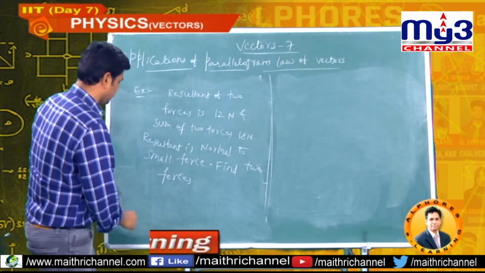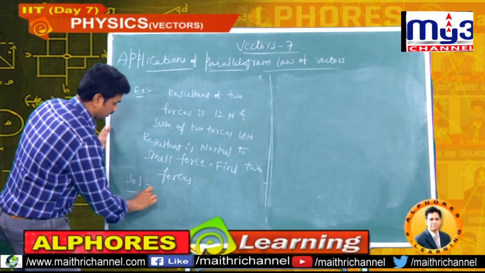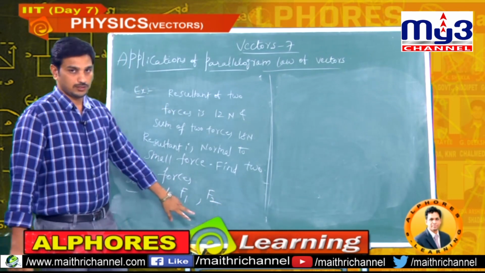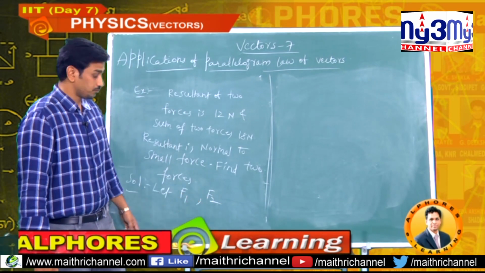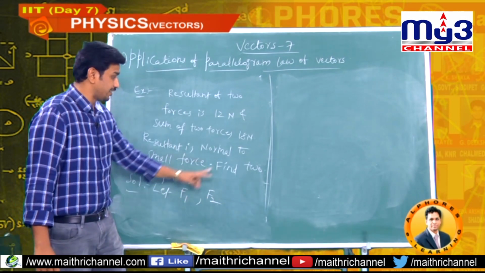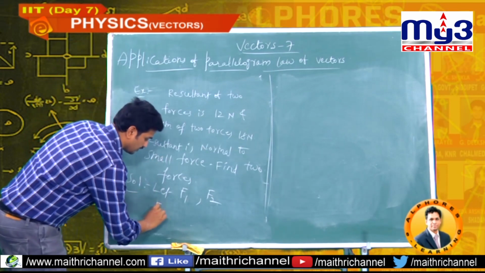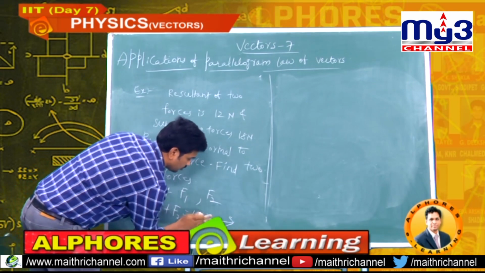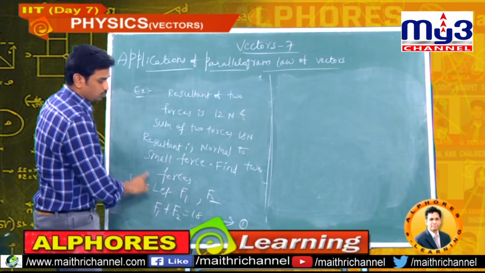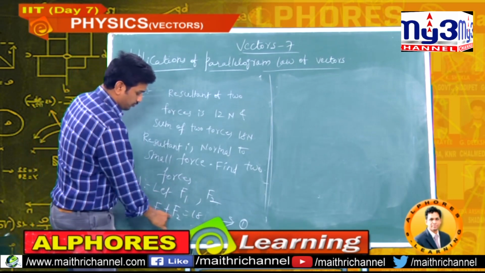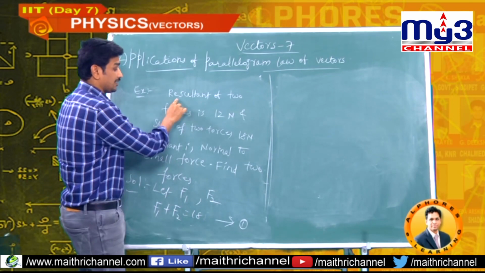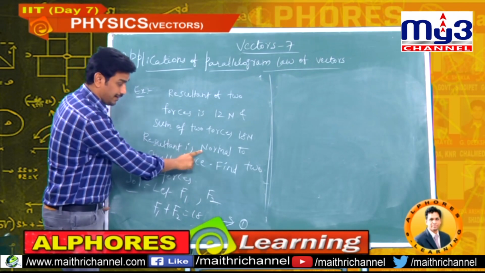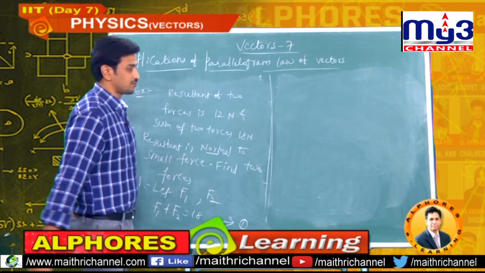See here, I don't know the two forces. Let F1, F2 be these two forces. I don't know which is smaller and which is bigger. Now F1 plus F2 is given as 18 newtons, the sum of the two forces. Equation 1, this is given in the question. Now what is the resultant of these two forces? 12, and the resultant is perpendicular, normal meaning perpendicular, to the small force.